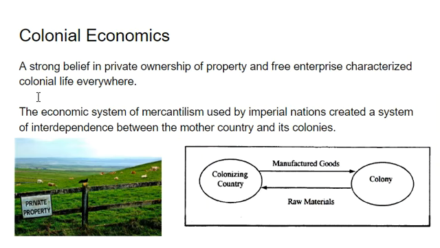And in the United States at this time, there was a strong belief in private ownership of property, and free enterprise characterized colonial life everywhere. The economic system of mercantilism used by imperial nations created a system of interdependence between the mother country and its colonies. So if you look at this little chart right here, the colonizing country, which is what the United States was, and the colony is what England would have been. The United States manufactured a lot of goods, they got a lot of raw materials, and it just kind of went in this little cycle right here. Remember, these countries were trying to export. They were trying to sell these items.